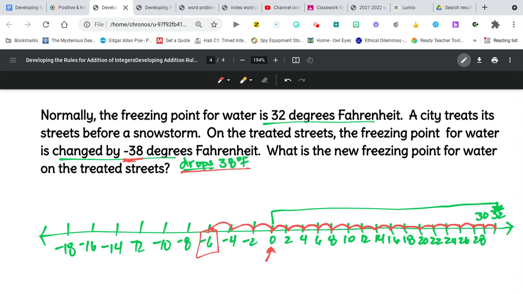Okay. But the expression you could write is where it starts, which is 32, plus, because it's dropping 38, guys, or it's changing by -38, I get to add -38 to it. So that's the expression. But I know this goes to the right, and you didn't have to draw the model. I just chose to do that to help you to see what a change of 38 will look like. From 32, a drop of 38 will put you at -6. And this would be -6 degrees Fahrenheit is the new freezing point.